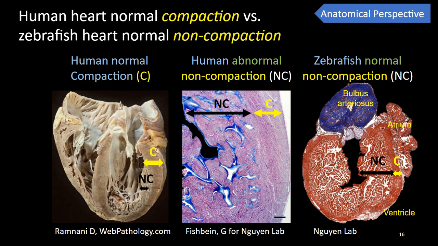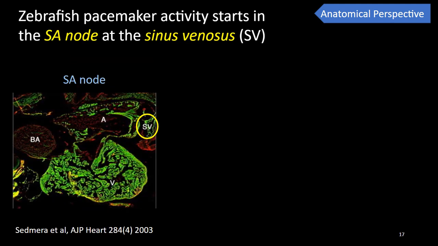Now, with all these setbacks from drastic anatomical differences, can zebrafish really be a useful, suitable model for human cardiac electrophysiology? Well, the good news is that the fundamental electrical properties of the adult zebrafish and human hearts are remarkably similar. For example, Sedmerer and colleagues found that during spontaneous sinus rhythm, pacemaker activity starts in the sinoatrial node, or SA node, located at the sinus venosus.